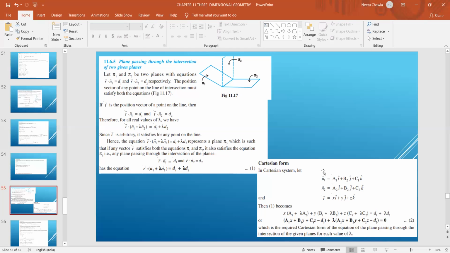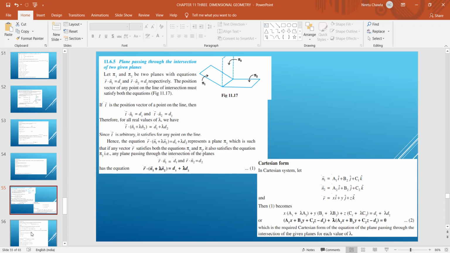If we substitute all these three values in this given equation of the vector form and solve it, I am getting here a1x plus b1y plus c1z minus d1. This is the equation of the first plane plus lambda times equation of the second plane is equal to 0. So this is the Cartesian form of the equation of the plane passing through the intersection of two given planes for each value of lambda.